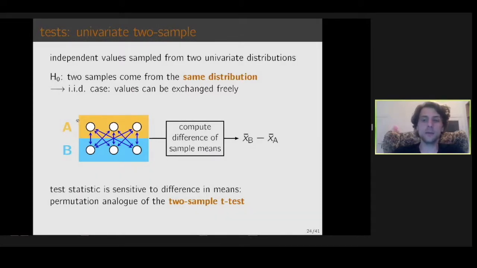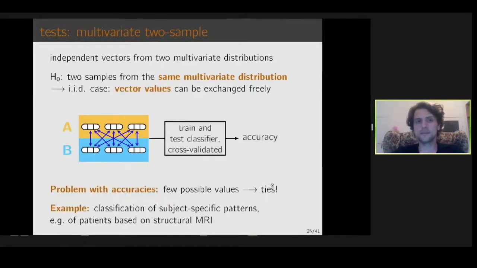In the independent and identically distributed, or IID, case, values can be exchanged freely and arbitrarily between conditions. Upon exchanging those values, we would compute the difference of sample means, given by this formula, and this test statistic is sensitive to the difference in means, such that this procedure would be the permutation analog of the two-sample t-test.